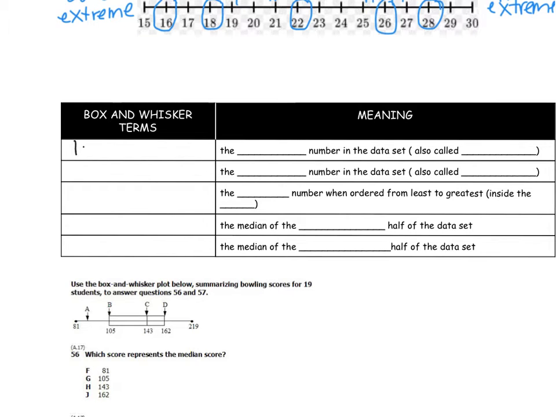So the lower extreme, you've already seen, is the smallest number in the data set. Sometimes they call this the minimum. And then at the other end, you saw we are given the upper extreme, which is the largest number in the data set. A lot of times you'll hear us call this the maximum.